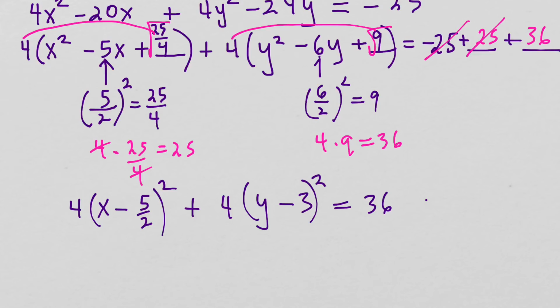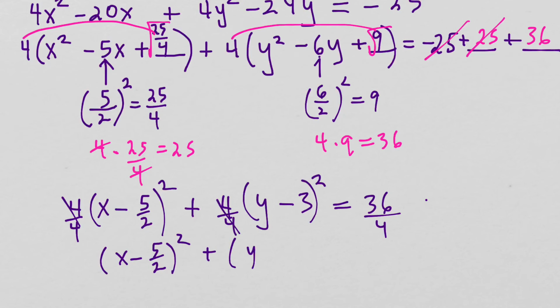Okay, one more step. We don't want this 4 here in front of the parentheses for our standard form. All right, so as we've learned, if you divide each term in an equation by a constant, you're not upsetting the equation. So I can go ahead and do that, and I'm sure that my equation is not going to be out of balance. It'll still be the original equation. All right, but that gets rid of that coefficient here. So I've got x minus 5/2 squared, y minus 3 squared, 9.